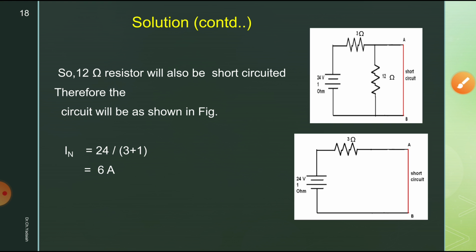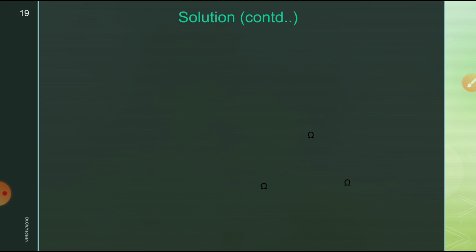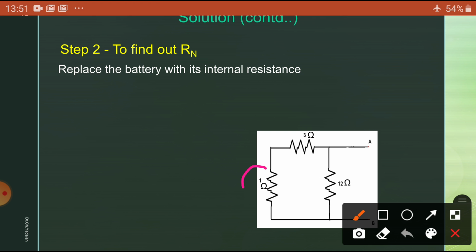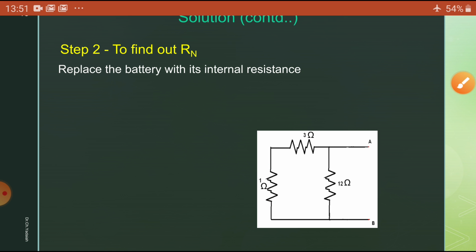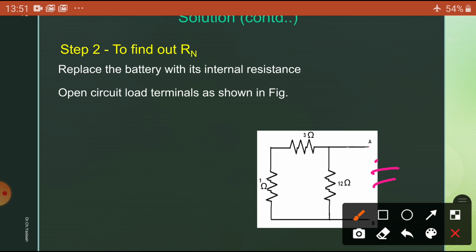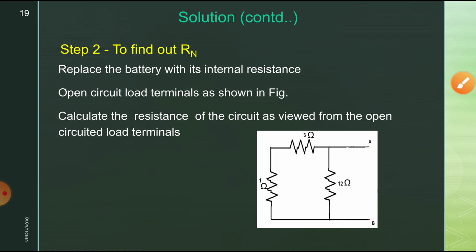Now, what is the second step? The second step is that we are going to calculate the resistance. Replace the battery with its internal resistance. Here the 24 volts battery is replaced with a 1 ohm resistor, you can see here. Now this and this are connected in series. So the open circuit load terminals are shown in the figure. Yes, we opened the load also. Now calculate the resistance of the circuit as viewed from the open circuit load terminals.